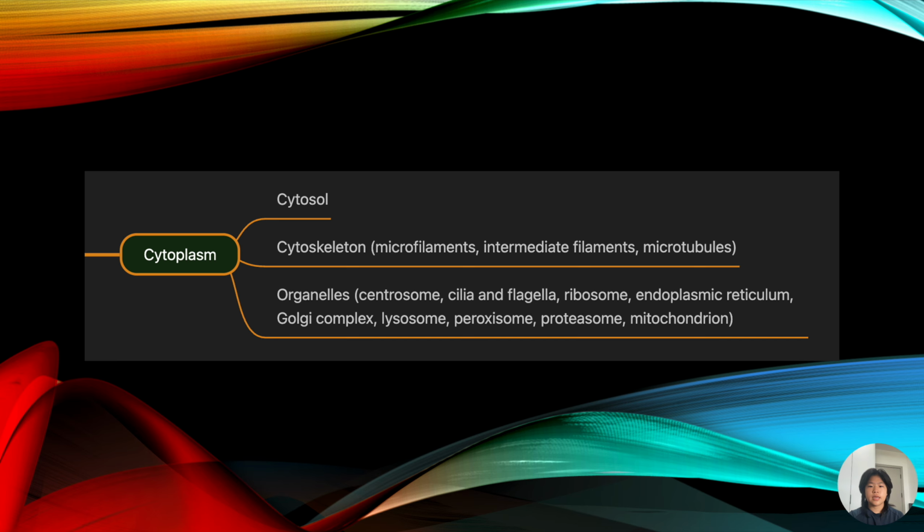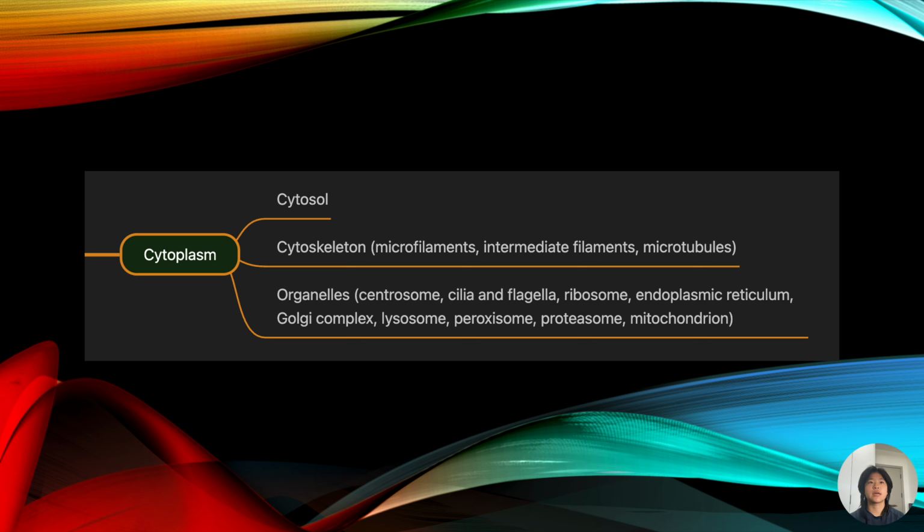And then the cytosol is also the main site for chemical reactions required for a cell's survival or existence. So in the cytosol, enzymes can catalyze a process called glycolysis, which is part of the process of cellular respiration, in which we generate ATP.